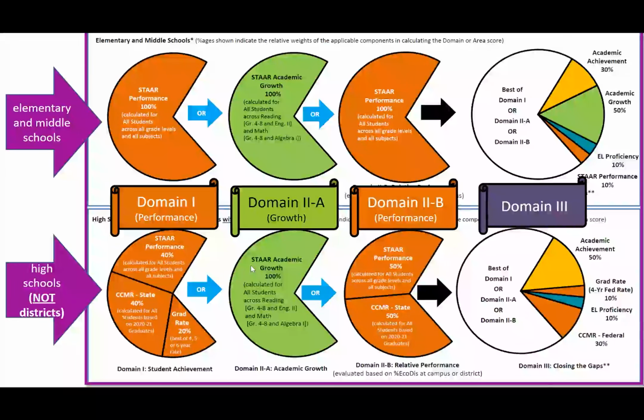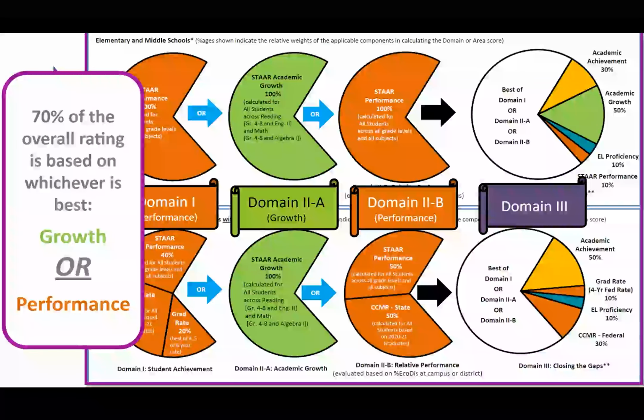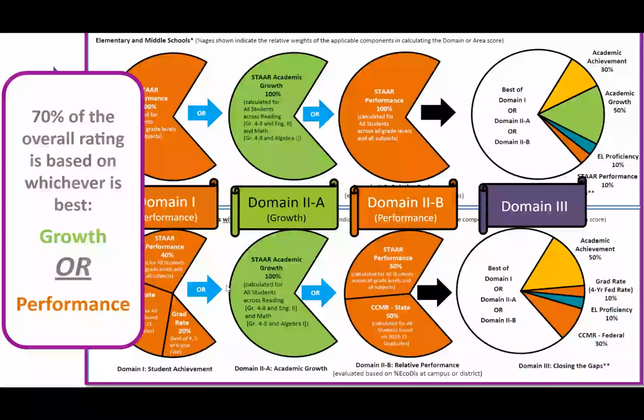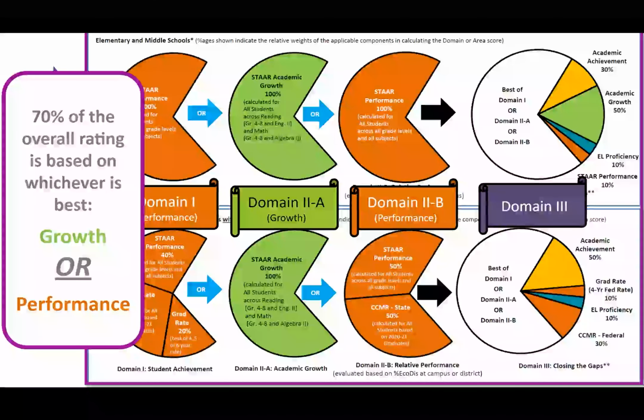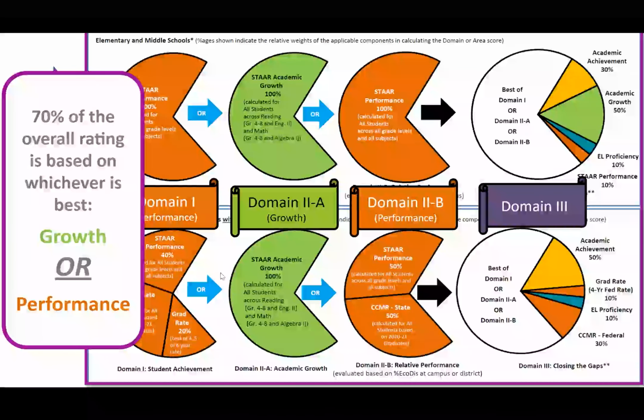And so the big piece to this image, if you will, is to highlight and show you that our accountability system as a whole really is staying intact, as far as we still have the 3 different domains. We still will have the 4 different areas that are being evaluated. And most importantly, our system is still going to be based on what you do best. So if you do growth or if you do performance best, that becomes 70% of your overall rating, and the remaining 30% is your domain 3.